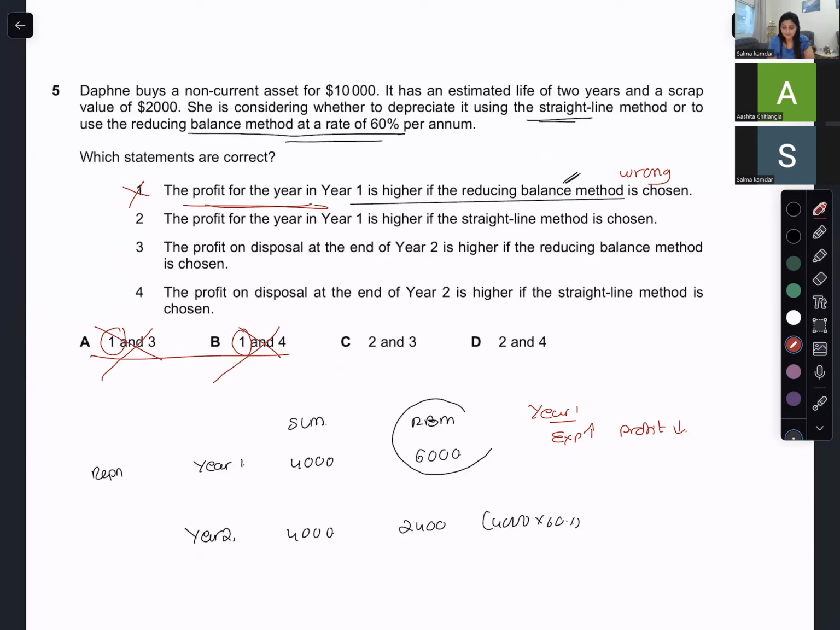The profit for the year in year one is higher if straight line method is chosen. Correct. So this is correct. Okay. Go to the next one.